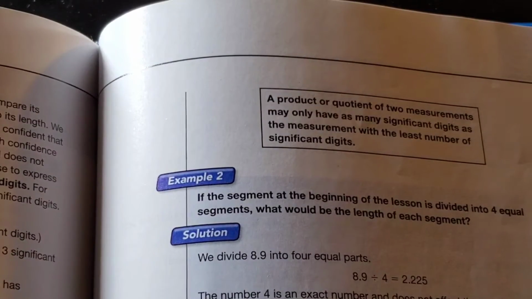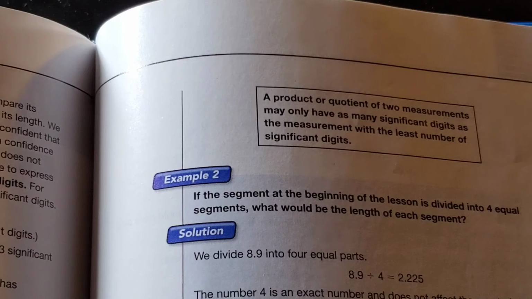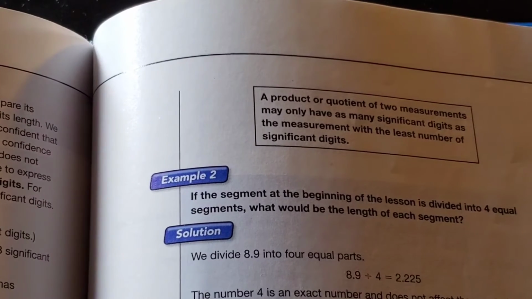Before we move into the board, I just wanted to read that little rectangle part, so that you understand what it means. It says a product or quotient of 2 measurements may only have as many significant digits as the measurement with the least number of significant digits. All that says is, if you have 2 numbers being multiplied or divided, and one has 2 significant digits and the other has 5, the answer has to have 2 significant digits, because you always go with the least amount of significant digits. That's pretty much it. So let's move on to the examples.